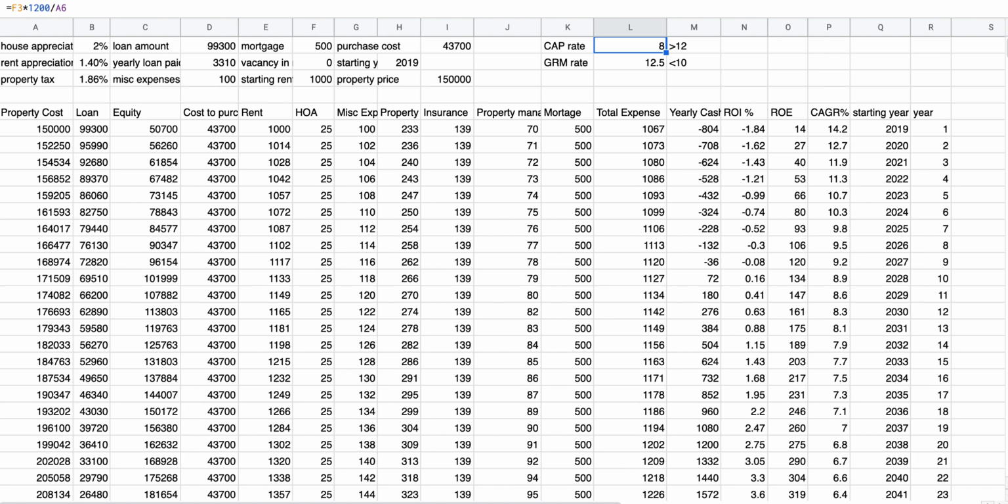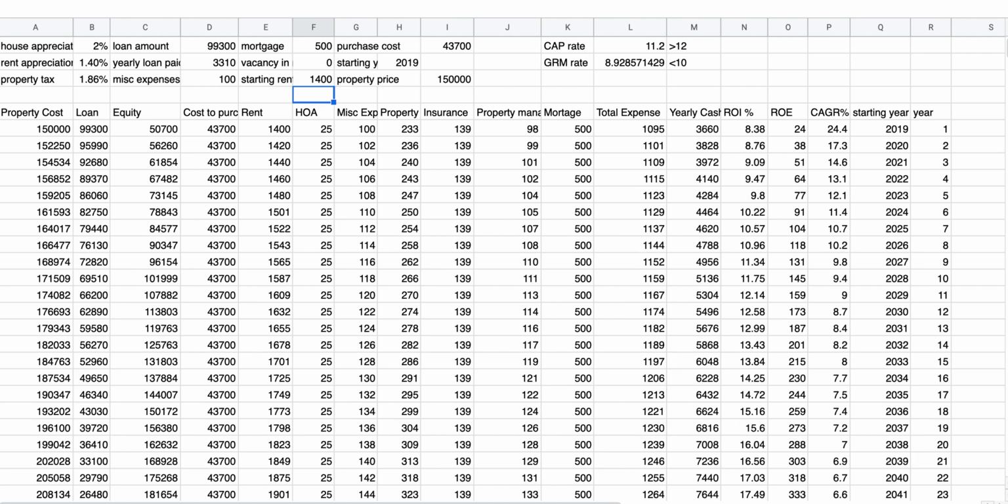So my cap rate in this situation comes out to be 8. This is a pretty poor cap rate, and it should be around 12. The reason it's that low is because typically the rent in this case will be at least $1,400. I put it very low. So if I get a $1,400 rent, then my cap rate is closer to 12, which is what I want.